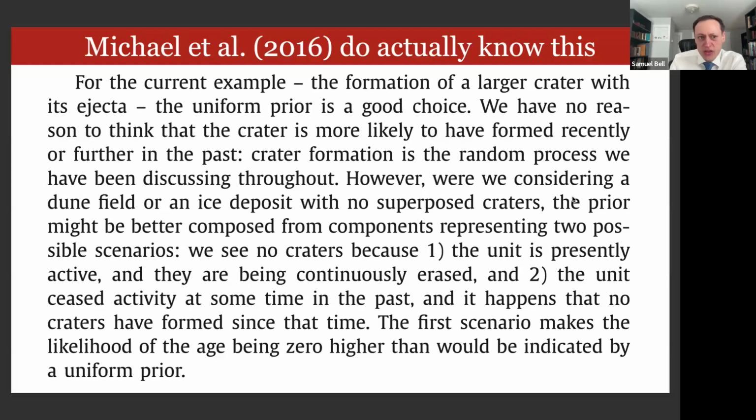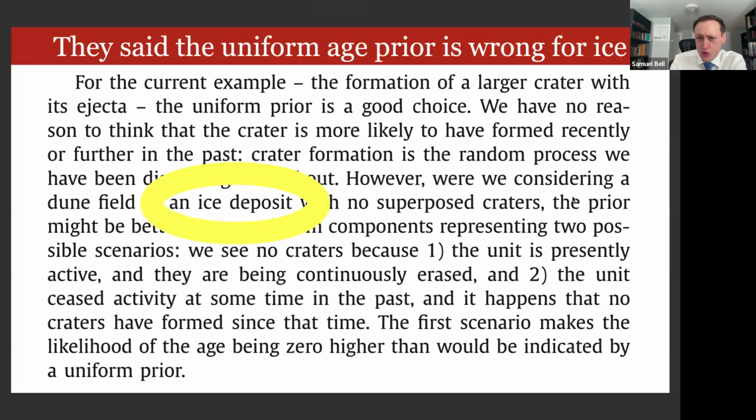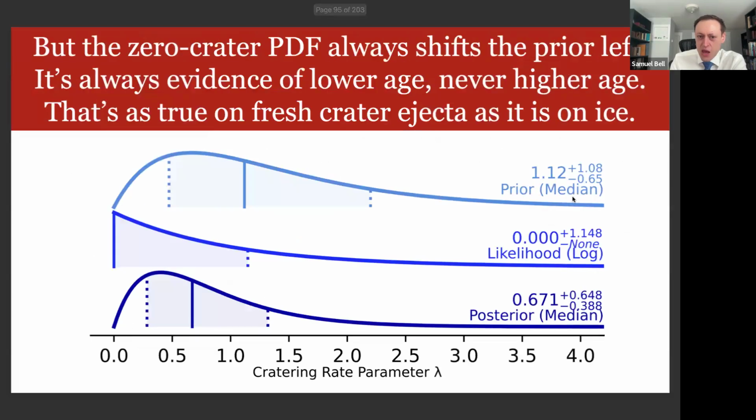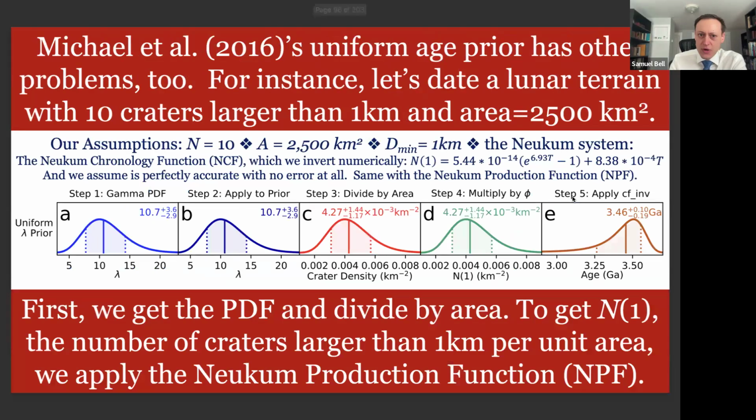They actually do know this. They said the uniform age prior is wrong for ice. But 0 crater PDFs always shift the prior left. They're always evidence of lower age, never higher age. And that's as true on fresh crater ejecta as it is on ice. And Michael et al. 2016's uniform age prior has other problems too.